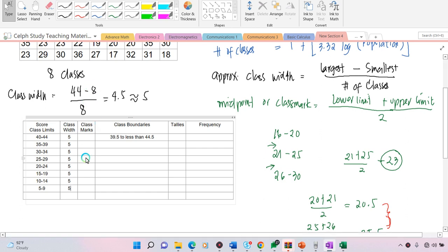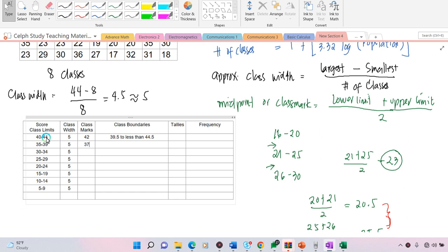Okay, so 5 is our class width. Then we have your class mark. Remember, for the class mark we just add the limits. So 40 plus 44 divided by 2, that is 42. 35 plus 39 divided by 2, that is 37. So we have this is 32.